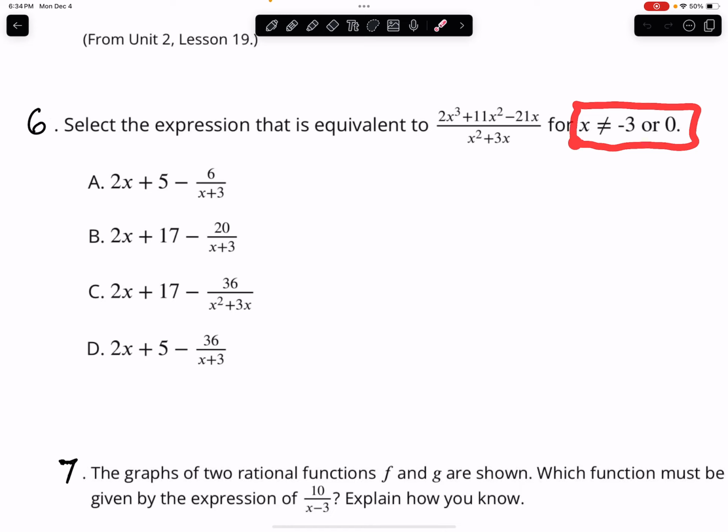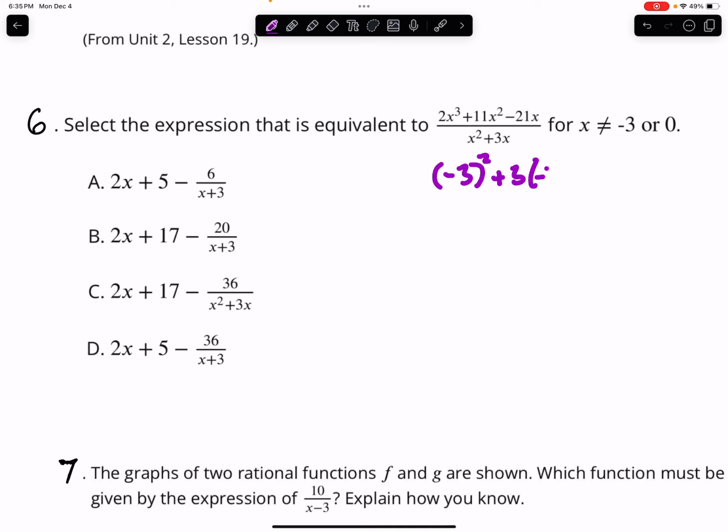X cannot be -3 or 0? How about 0? What if x was 0? What you get is 0 squared, which is 0, plus 3 times 0 is 0. We can never divide by 0, okay? That's why x cannot be 0 on this one. And how about that -3? What happens if we plugged in -3? -3 squared plus 3 times -3.